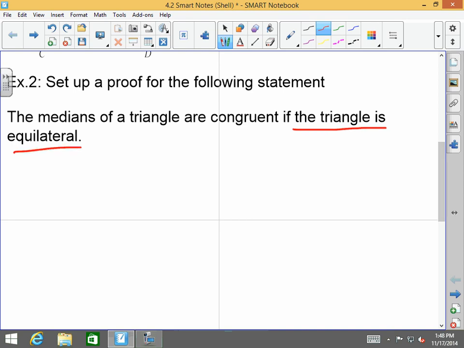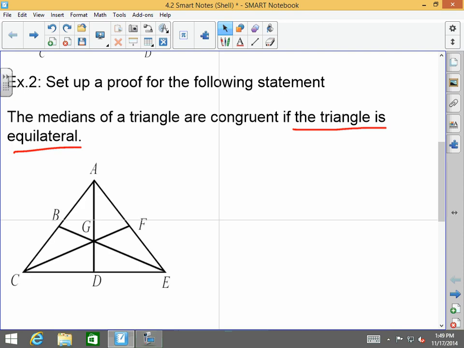So please listen to me when I say this. Draw the figure first. You're talking about an equilateral triangle, and it says the medians. How many medians can a triangle have? 3. Very good. So draw an equilateral with 3 medians. Label it whatever letters you guys want. I'm not picky about that.